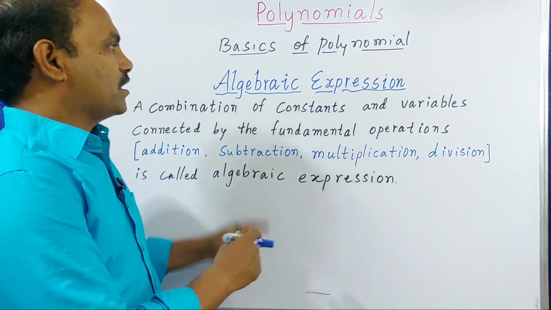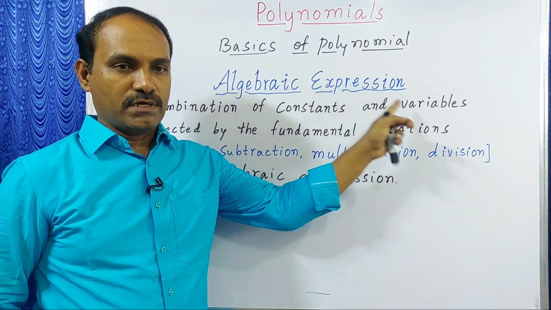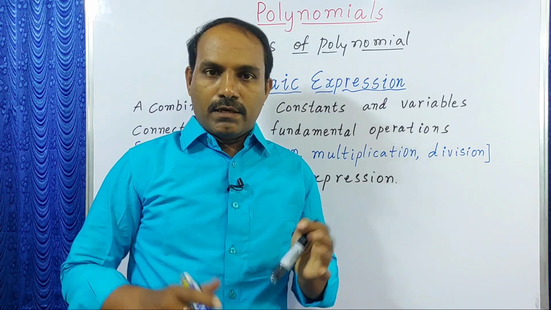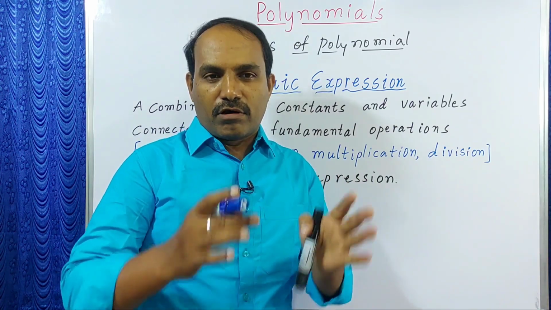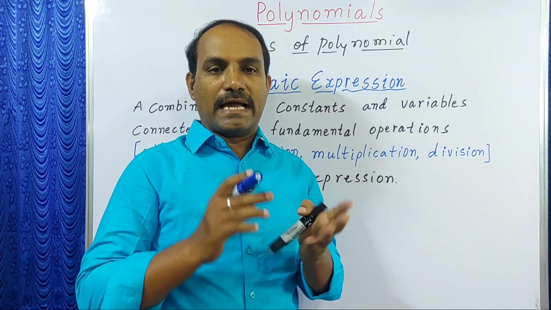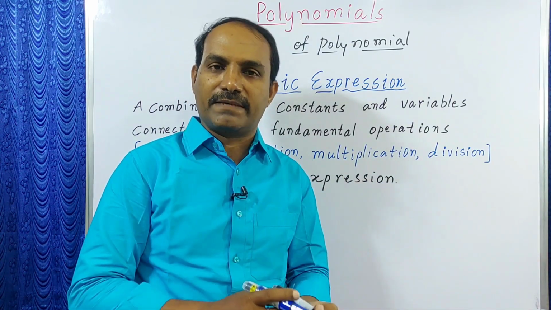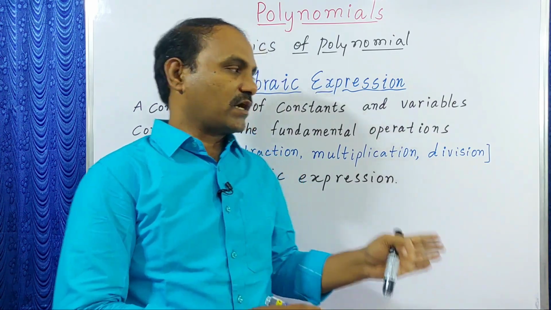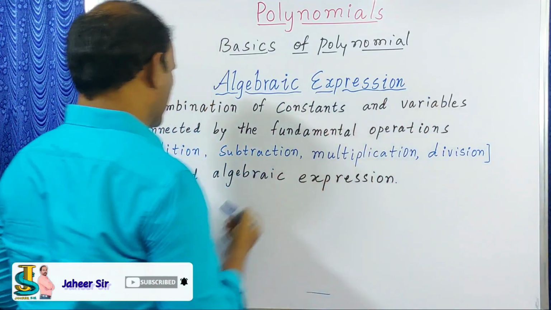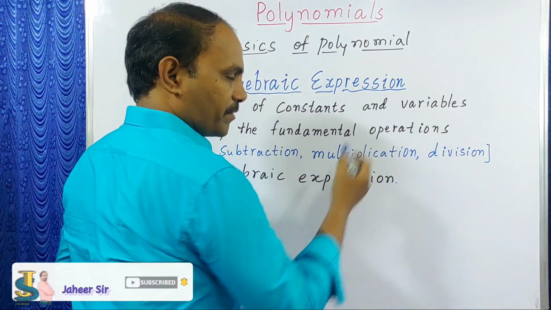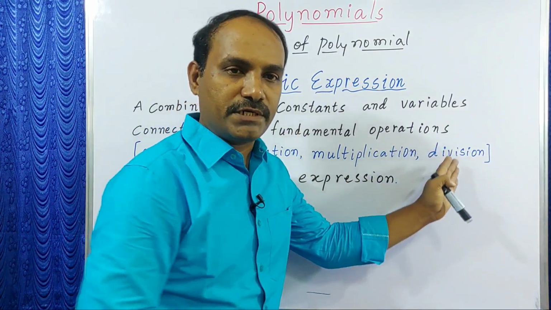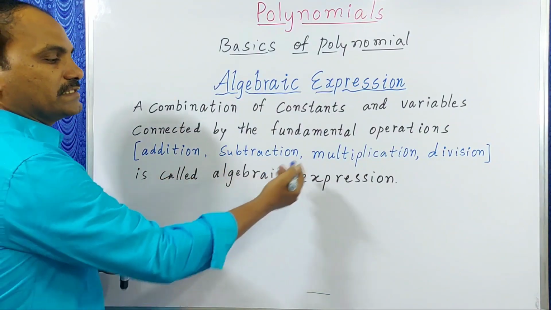Next one is algebraic expression. What is an algebraic expression? First I will explain briefly. A combination of variables and constants along with the basic operations addition, subtraction, multiplication and division is called an algebraic expression. What it means? A combination of constants and variables connected by the fundamental operations, addition, subtraction, multiplication and division, is called an algebraic expression.